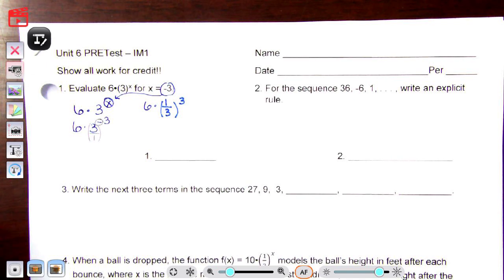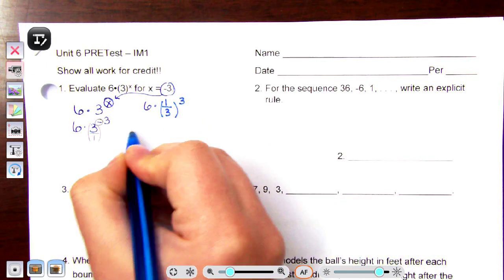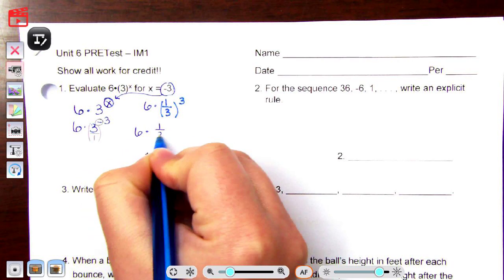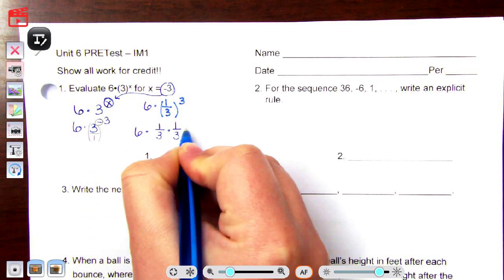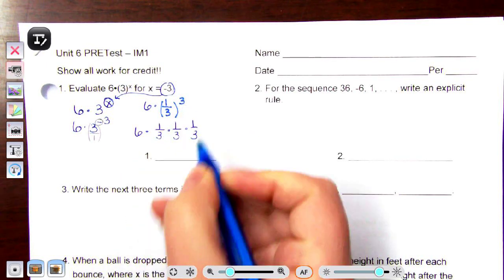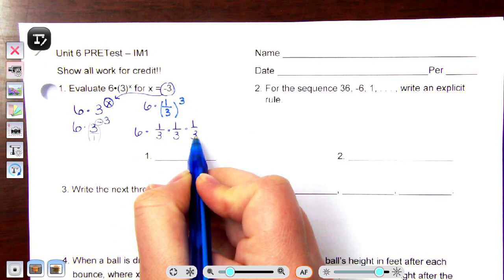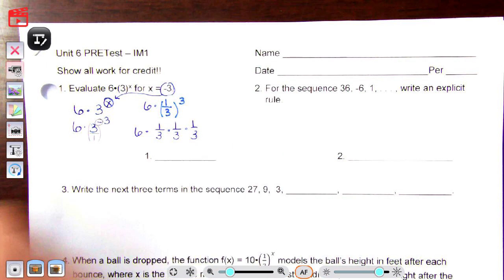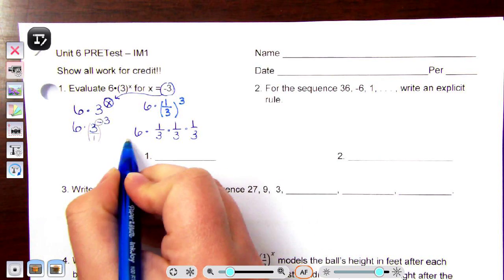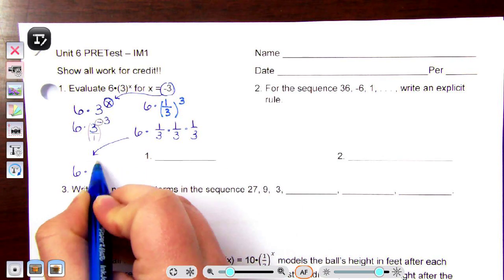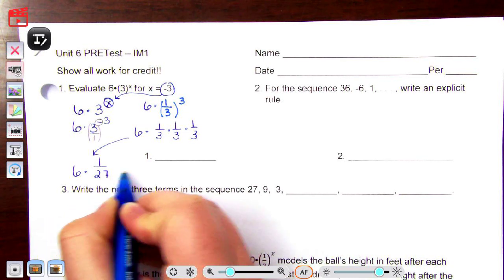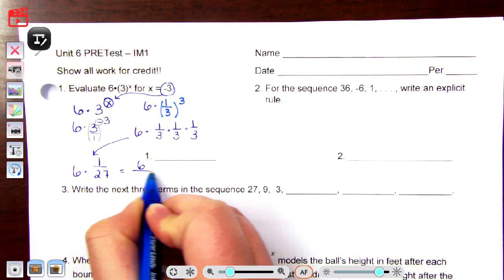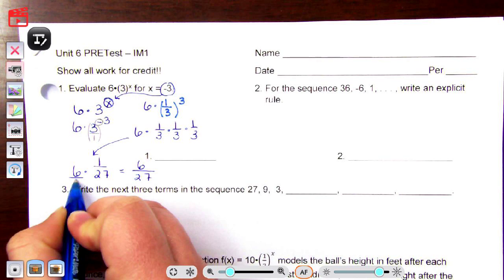So then that means I have 6 times 1/3 cubed. Well, this just means I have 6 times 1/3 3 times. That's what the exponent tells me. So 3 times 3 is 9, 9 times 3 is 27. So I have 6 times 1 over 27. That is the same thing as saying 6 over 27 because this is a fraction as well.